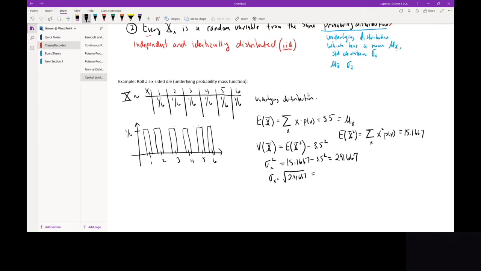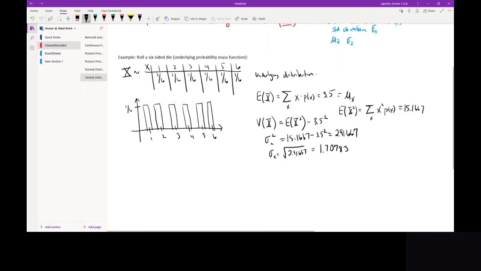Square root, it'll take me a second here, 2.91667. What will be 1.70783. Okay, so write these down. We're gonna multiply these out whenever we get into R, because these are important for us to remember as far as what the underlying distribution is.